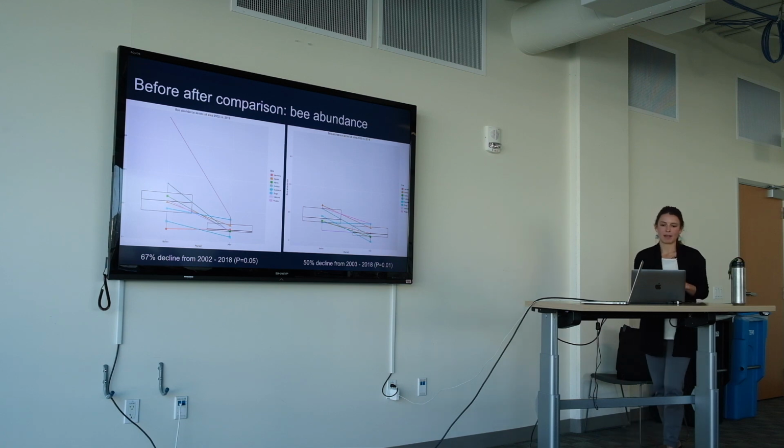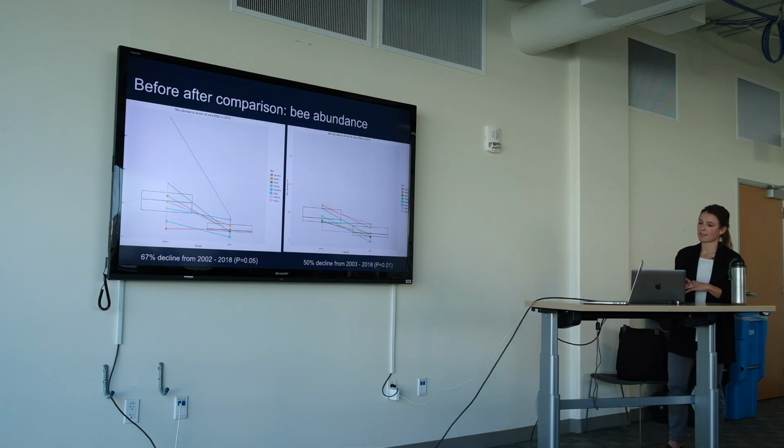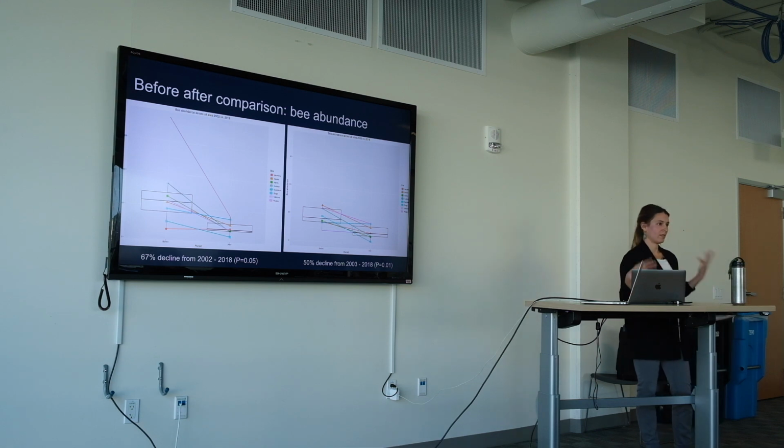And when you plot bee abundance at all sites on a single graph, you can see that there are really significant declines in bee abundance over time. So we have 2002 as the baseline year on the left and 2003 on the right. So we found huge declines in bee abundance, with 67% decline since 2002 and 50% since 2003. And I expected to see some differences due to annual fluctuation in weather, but this was really drastic and not what I expected to find.